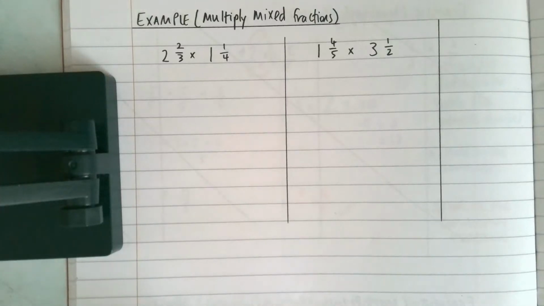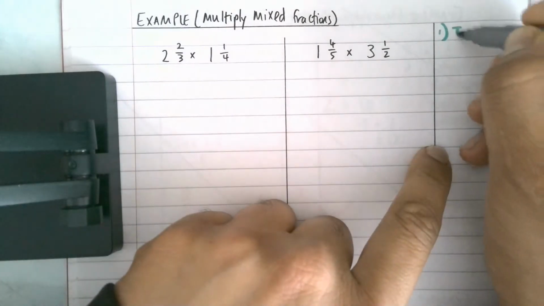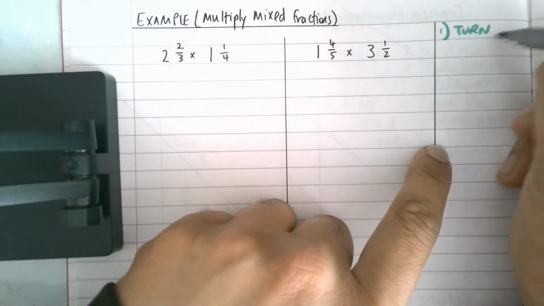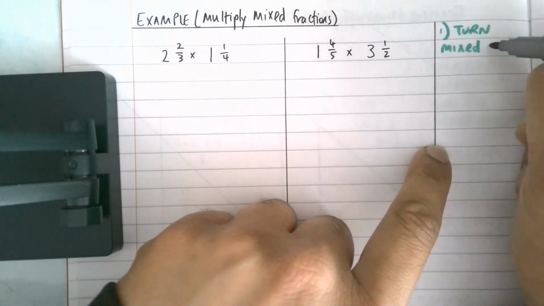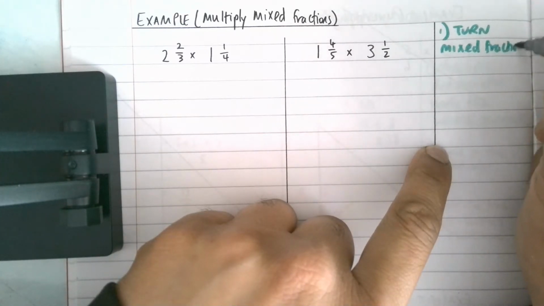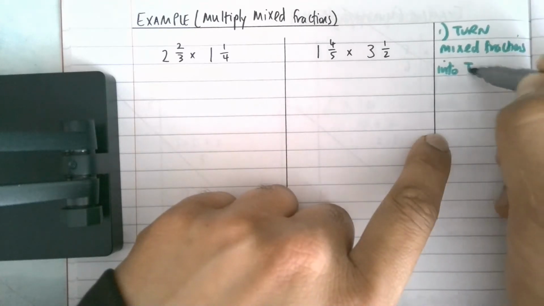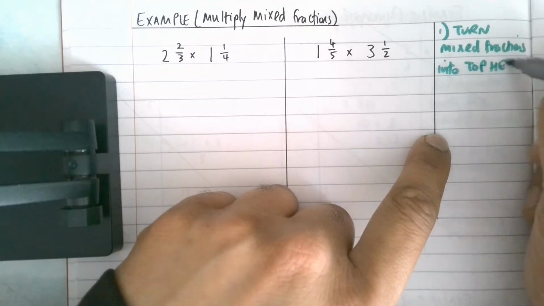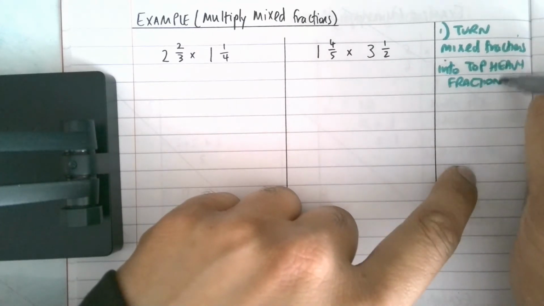Multiplying mixed fractions. The first step for both of these examples is going to be the same. It's going to be to turn the mixed fraction into a top-heavy fraction. That would then make it a little easier to multiply. So turn mixed fractions into top-heavy fractions.